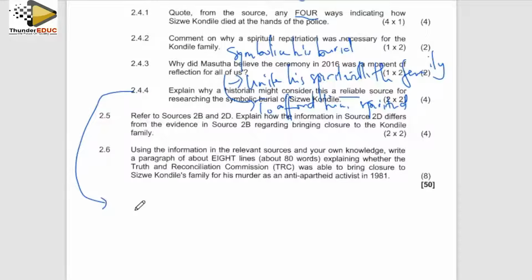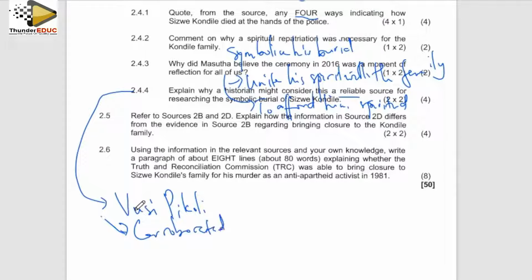And also it mentions the presence of Vusi Pikoli, who has been Kondile's best friend. So it's reliable. If it is mentioning the very key figure who was with the late Kondile, we can safely rely. That presence of Vusi Pikoli is also mentioned. We can safely rely because we know the history of him working together with the late Kondile. So it's also reliable. And also we can say it can be corroborated with other sources.